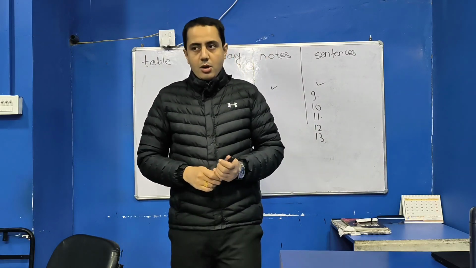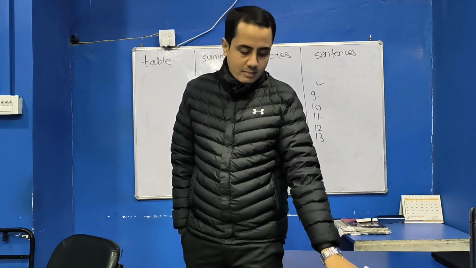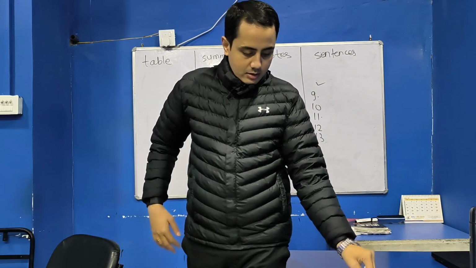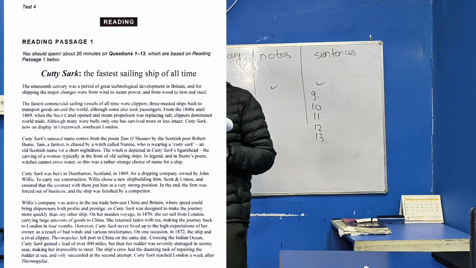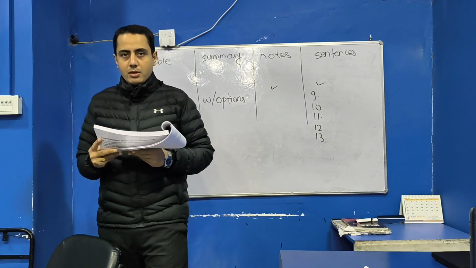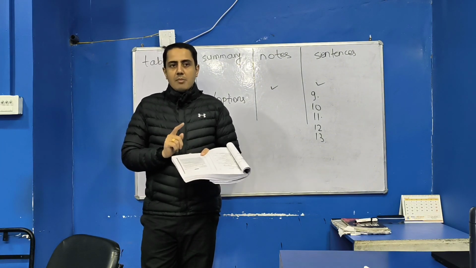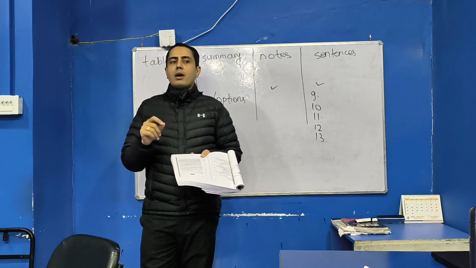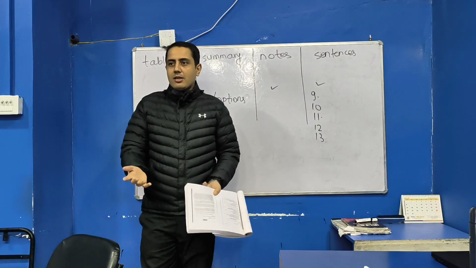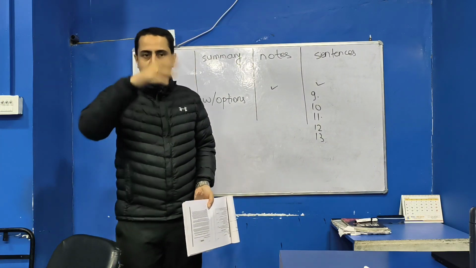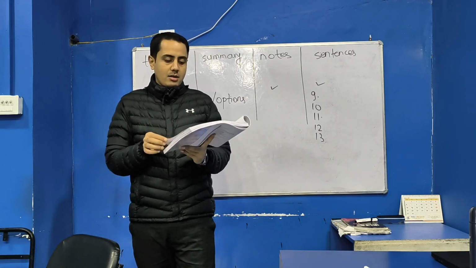So look at that. Before we start searching, let's first look at the heading of the passage. What is the passage about? It says here, Cutty Sark, the fastest sailing ship of all time. You know a sailing ship? A ship may have engines as well, but a sailing ship is run by the power of wind. You know sails, the big ones you might have seen in pictures that ships have, the wind pushes it. That is what a sailing ship is. So the fastest sailing ship is Cutty Sark, and this is an essay on that.